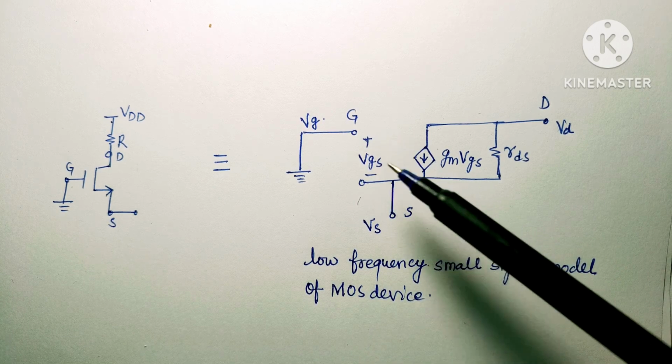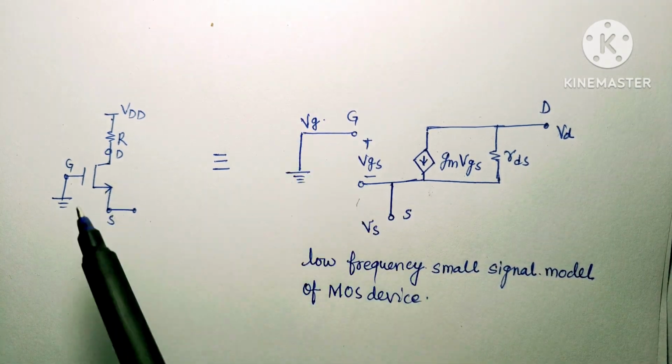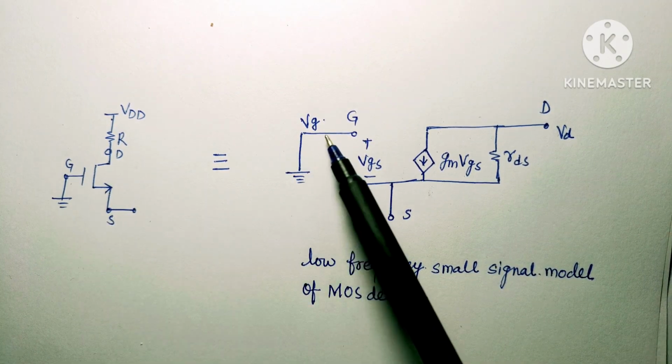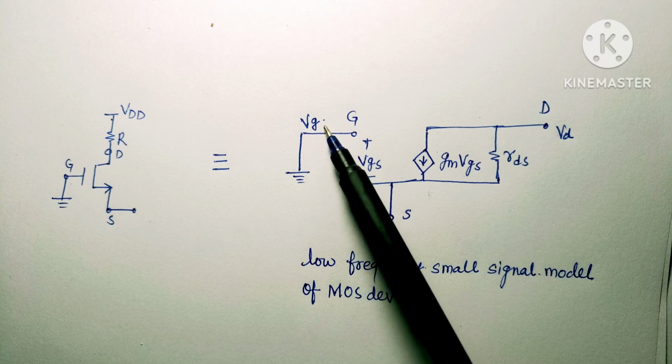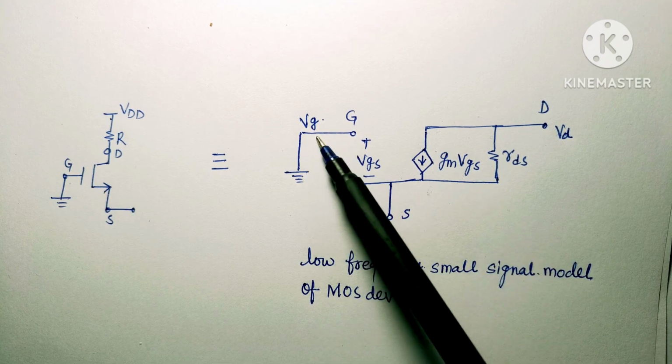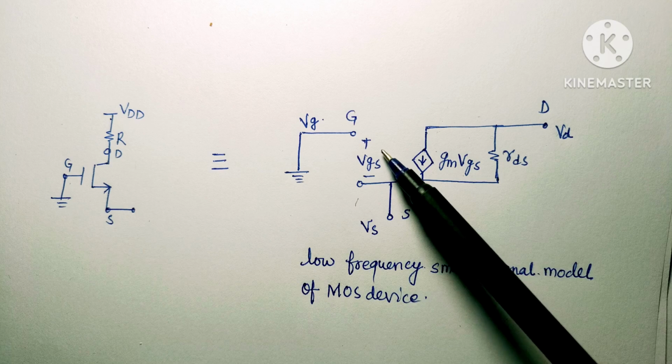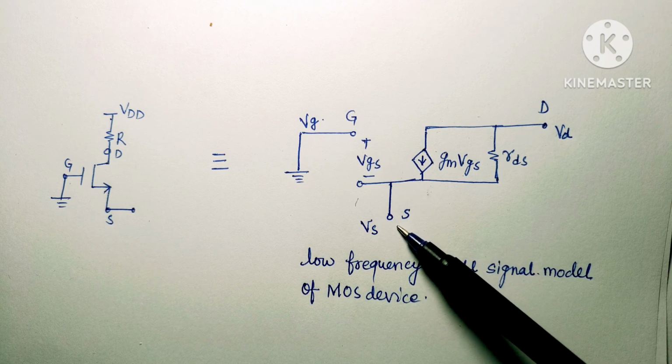this terminal is VGS, here is gate, this gate is here. As we can see in the question that gate is grounded, so we have grounded the gate, so VG value will be 0 in this question. This is the gate voltage. Here VGS is voltage between gate and source, and this is the source voltage.